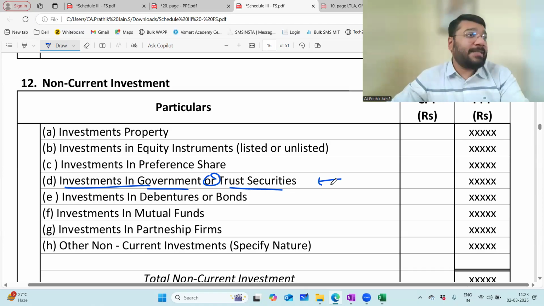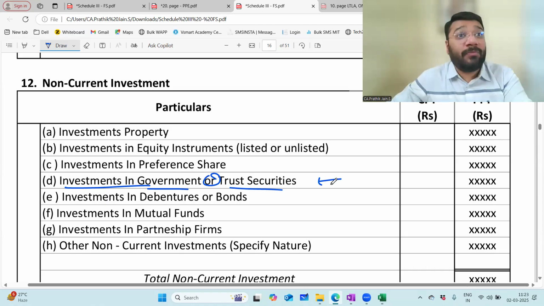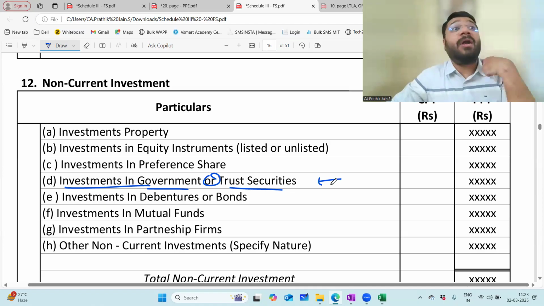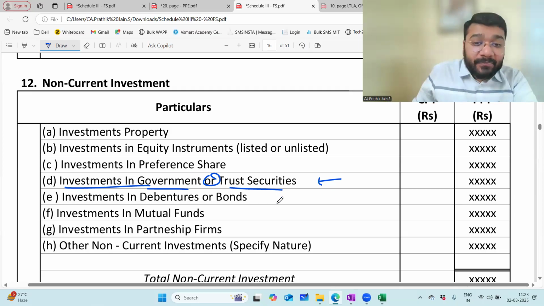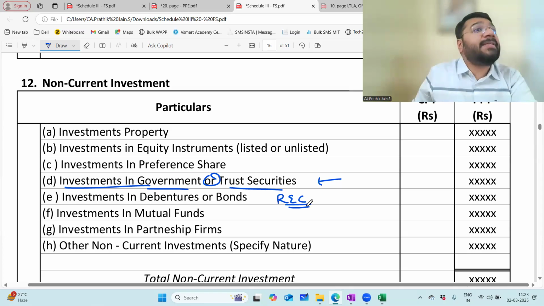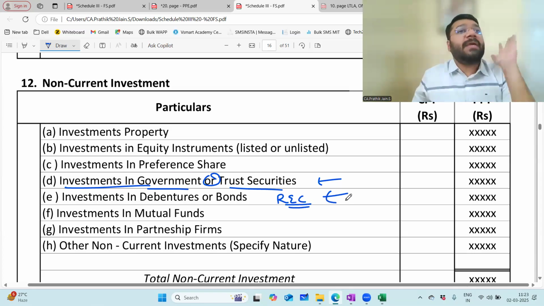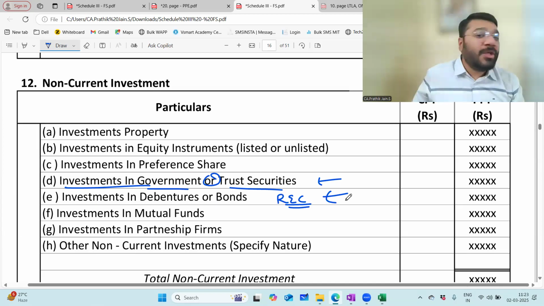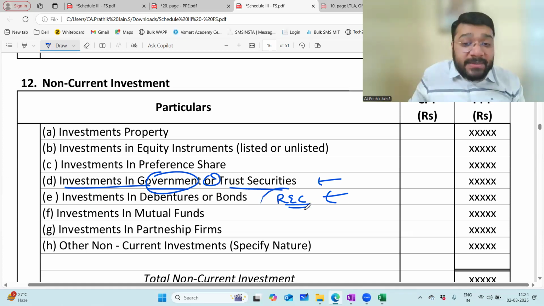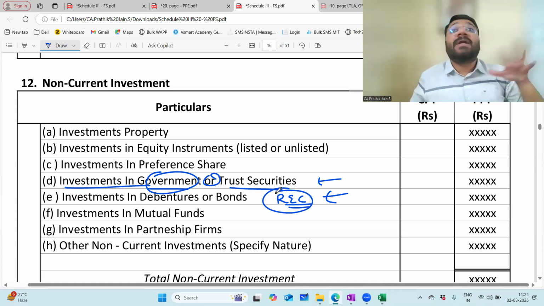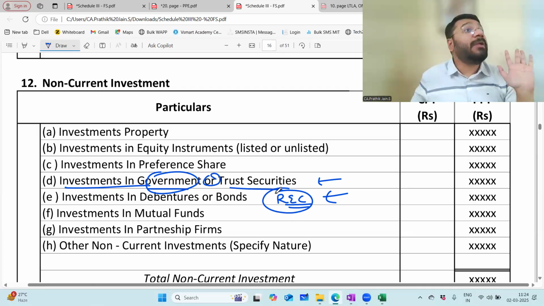To save from that tax, the government says that if you don't want to pay tax to me, then invest in the bond which I tell. So they will tell which bond? REC bond, or REC securities. If you invest in that, then you will be saved from tax. So like that, the government may come out with certain securities and bonds, if you have to invest in that for long-term purpose. Now, when you invest in REC bond, NHAI bond, the term period is 5 years lock-in period.